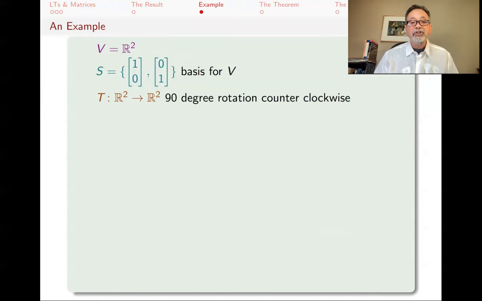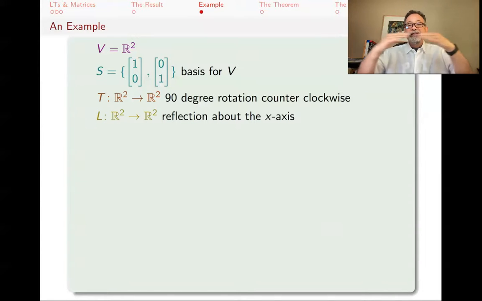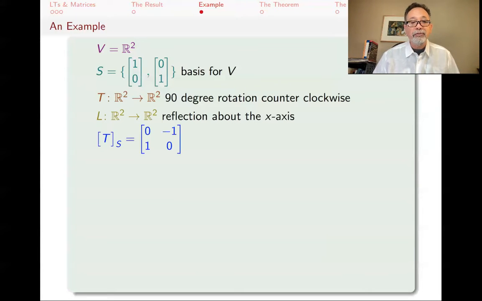My second linear transformation is reflection about the x-axis. So the x-axis is here. Every point you just reflect about the x-axis. If it's above the x-axis, it goes below the x-axis. If it's below the x-axis, it gets reflected above. Both of these are linear transformations.